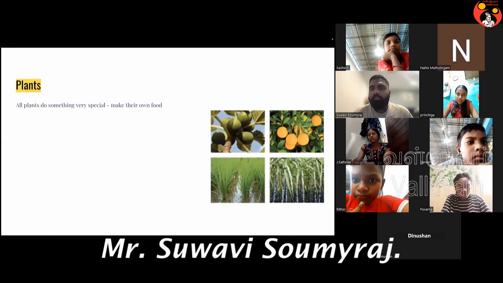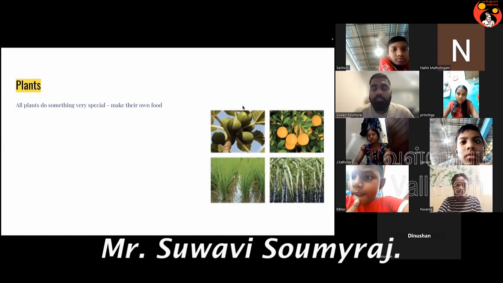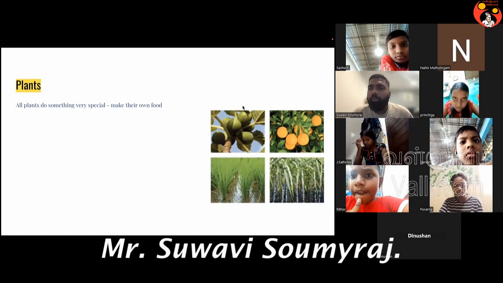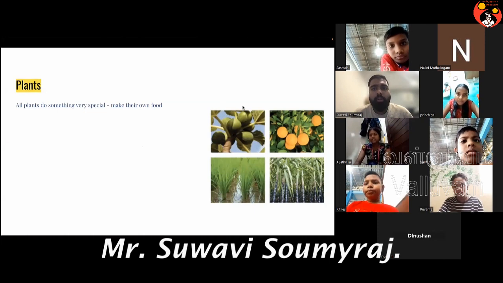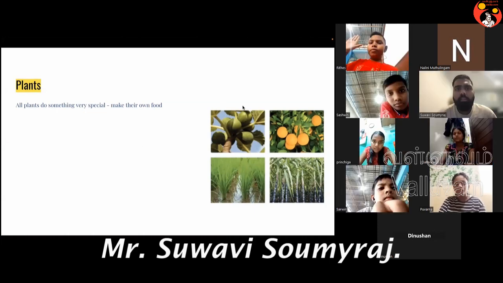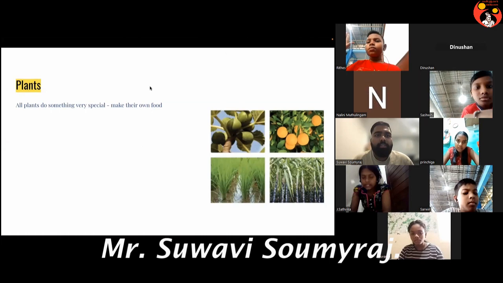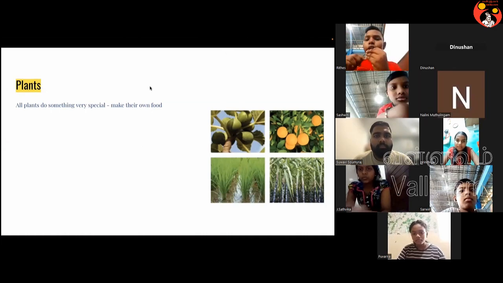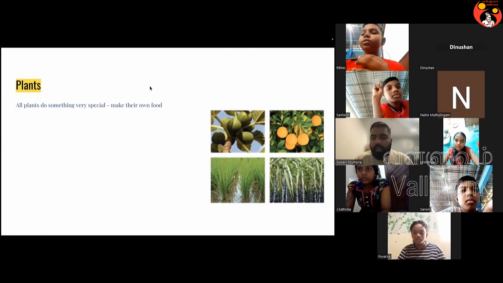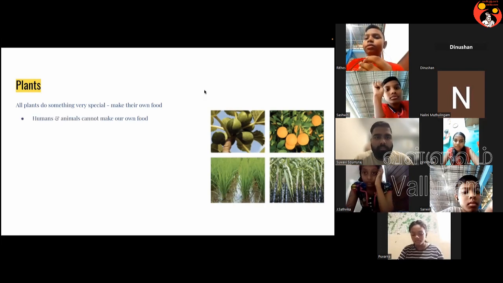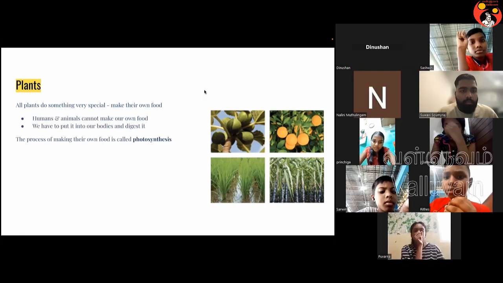Now, all plants do something very special that even humans and animals don't do, and that's making their own food. Does anyone know what the process of plants making their own food is called? I know, sir. Hold on, put your hand up on Zoom for me, please. Ritishan, yes. It's called photosynthesis, sir. Exactly. Photosynthesis. So, here we go.